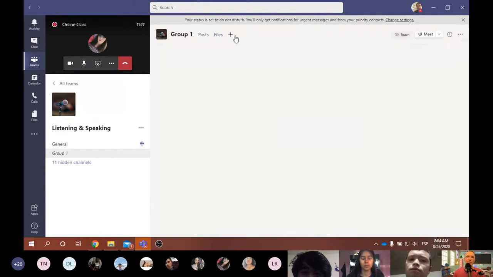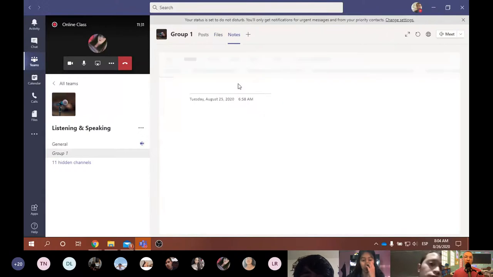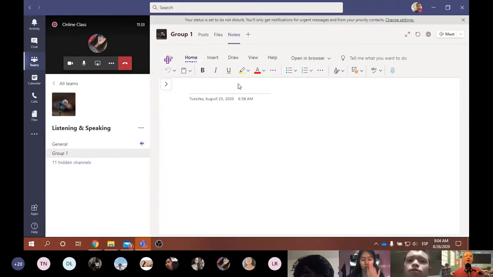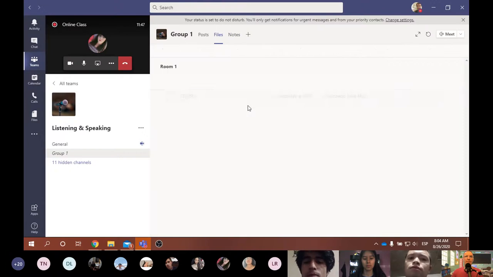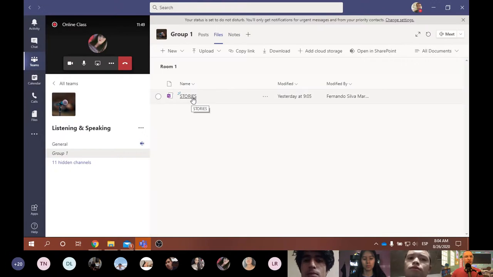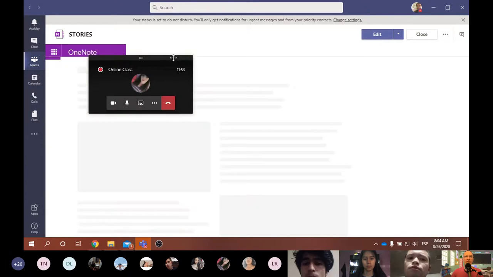All right, so some of you are creating files. Some of you are using the notes feature. Remember, the notes is basically OneNote. It is a OneNote automatically assigned to a channel. Each of these groups is a channel, right? So each group will automatically have a notebook, a OneNote notebook. Either way is fine. You can use a Word document. You can use a OneNote. So here, let's take a look at a few.